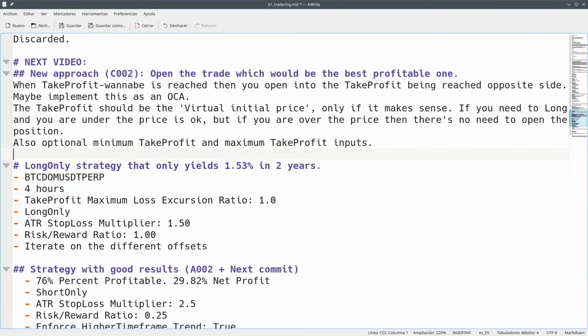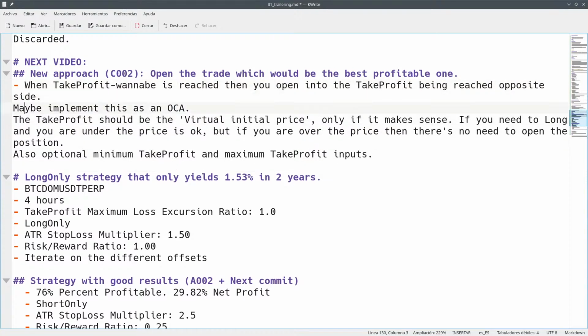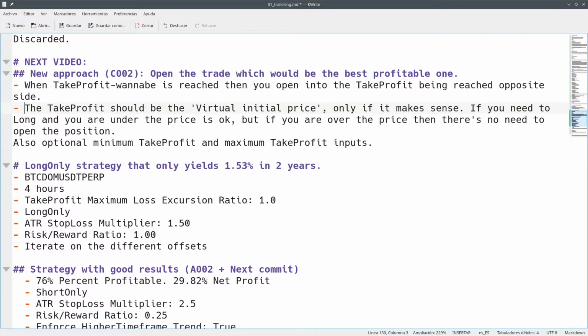So these are new inputs. This is not going to be an OKA because it doesn't make sense. I want to work with closed trades, not with whatever. So first of all, we need to make a copy of C2 into something else so that we can work with that.